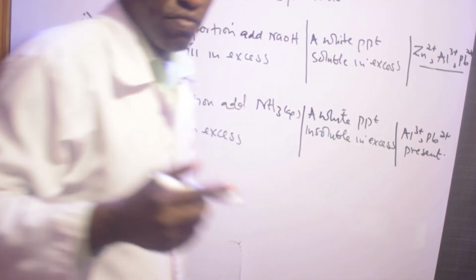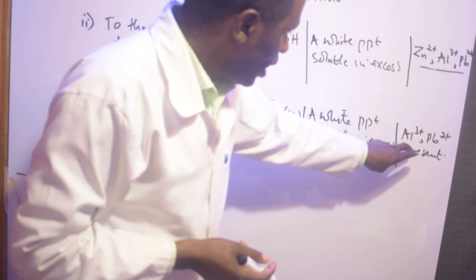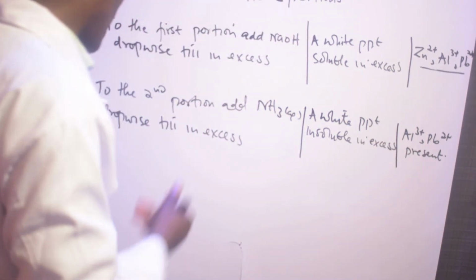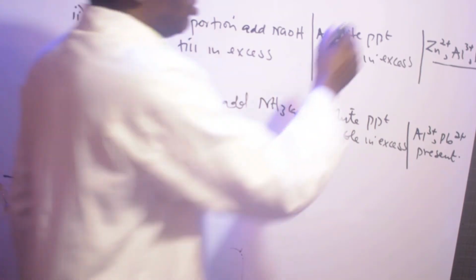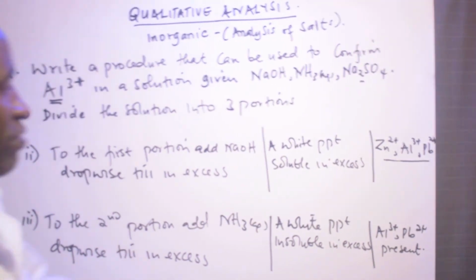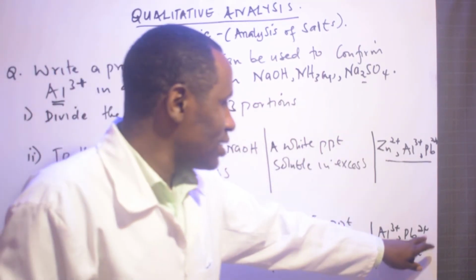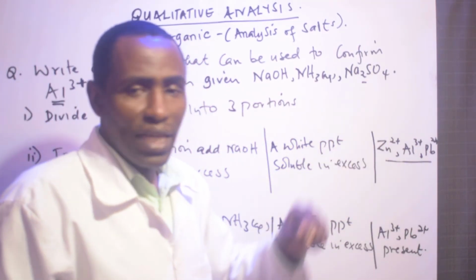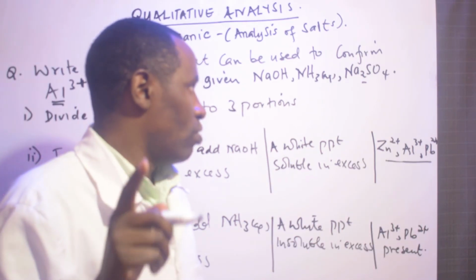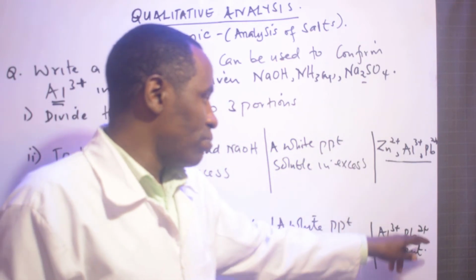I only need a case where I can eliminate the lead ions so that I confirm aluminium ions. How do we eliminate lead ions? I did mention the sodium sulfate. If you recall, we said that lead sulfate is insoluble. Therefore, I can use sodium sulfate to eliminate lead ions.